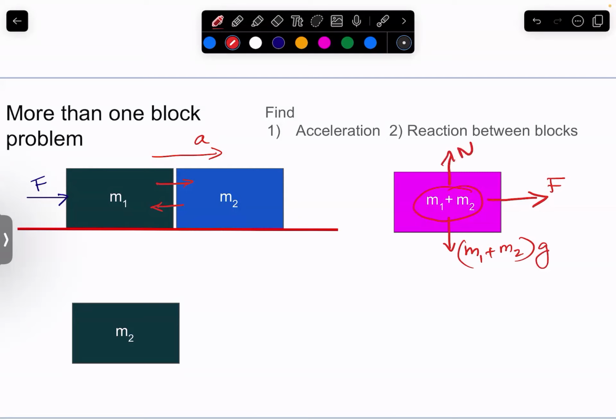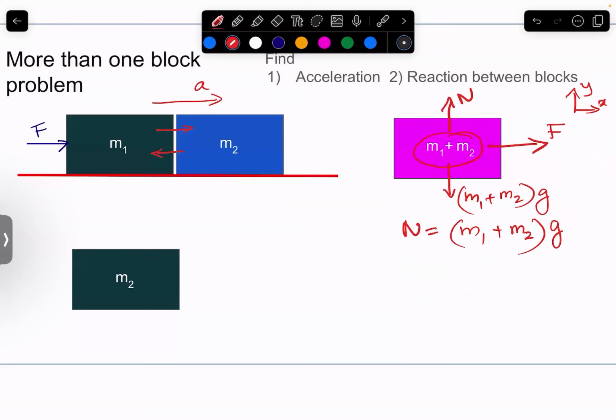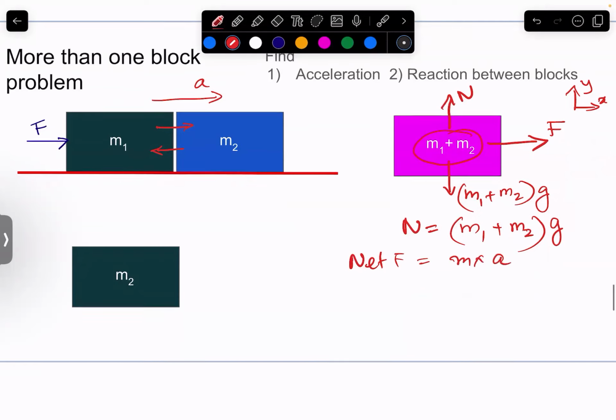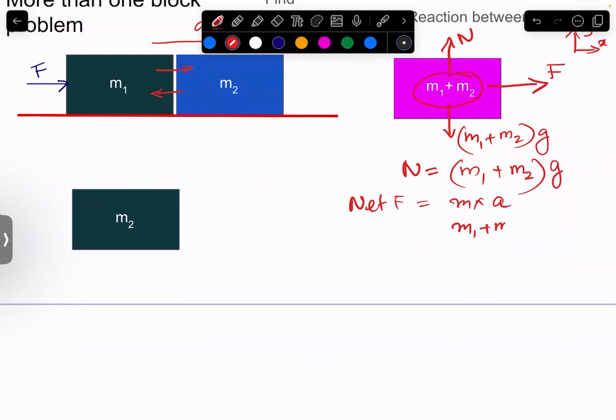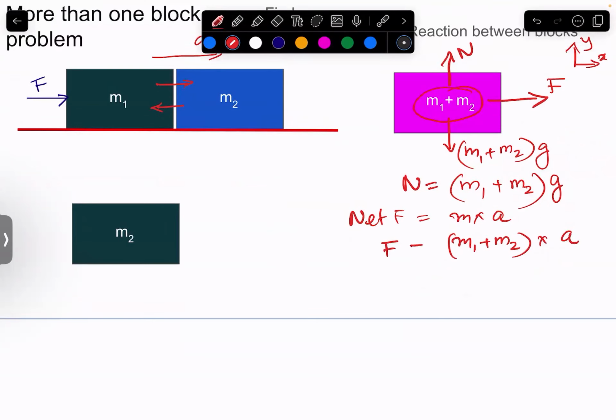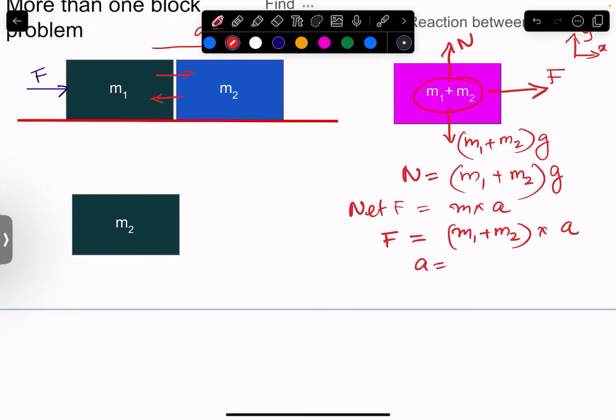So N and (m1 plus m2) g will cancel out each other, because there is no movement in the Y direction, in the perpendicular or vertical direction. And in the X direction, what will happen? Net force is equal to mass times acceleration. So what is the mass here? m1 plus m2, and acceleration is a, and net force is F in the horizontal direction. So acceleration equals F by m1 plus m2.